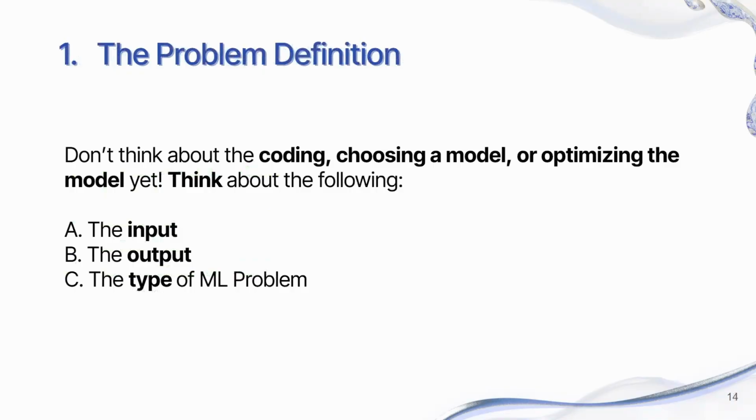So the first thing is the problem definition, right? Just like when you are solving a real life problem, don't think about the coding, don't think about the model, don't think about optimizing yet. You have to think about the following. It all comes down to simple things. What is the input of your problem? What is the output of your problem? What's the type of ML problem? Does anyone remember the different types of ML problems?